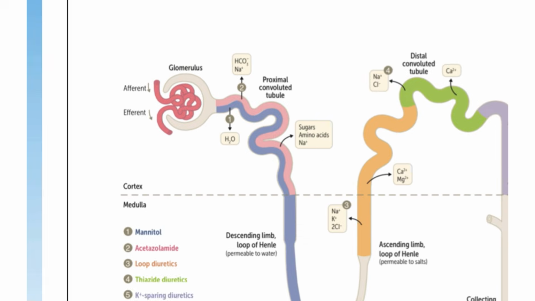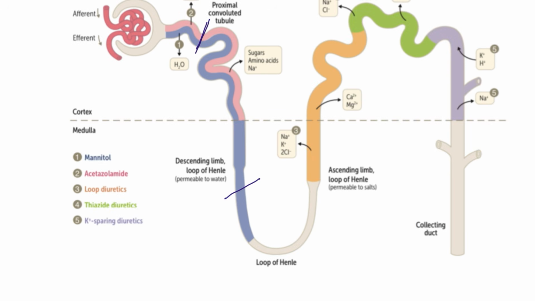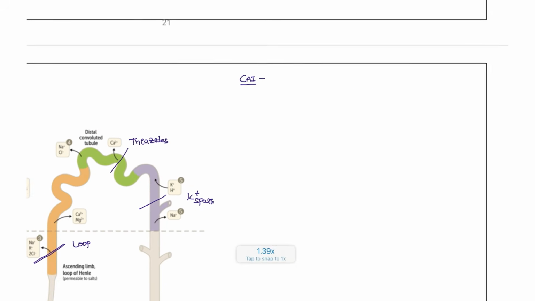So, carbonic anhydrase inhibitors. These are image based questions. In the proximal convoluted tubule, we have the carbonic anhydrase inhibitors. Next, the descending loop, where we have the drugs known as osmotic diuretics. The thick ascending loop of Henle involves the loop diuretics. The DCT involves the thiazides. And next, the collecting tubules involve the potassium sparing agents.